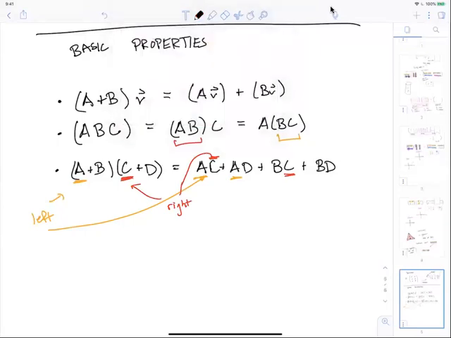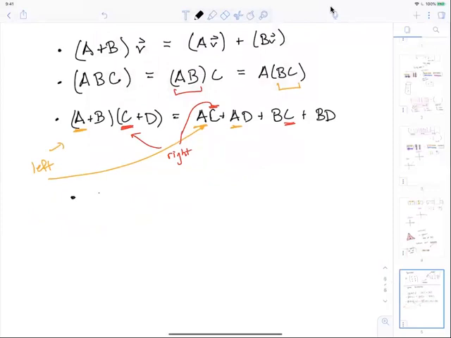The next couple are maybe a little unintuitive. They have to do with transposes. So if I take two matrices and multiply them and then take the transpose, that turns out to be the same thing as multiplying the transposes but in reverse order.